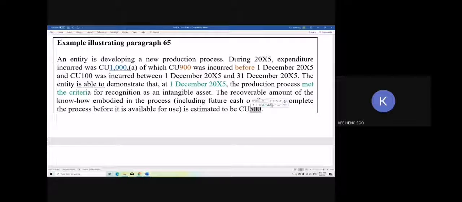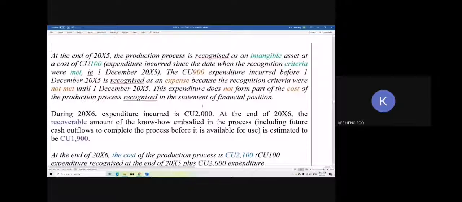So what does it make it significant? You spend 1,000, 900 before 1st December will be expenses. 100 after will be an asset, because 100 is less than 500. Okay, answer is here. In your tutorial, you can follow this one, change the figure only. So, can you see that? Intangible asset will be the 100 because the criteria met.